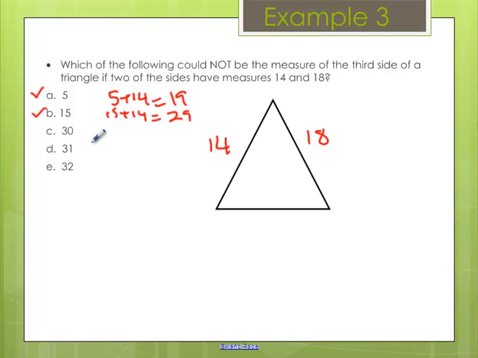Same with 30, and once I get to 30 though, 30 is now the biggest side. So let's take a look. 14 plus 18 adds up to 32. So is 32 bigger than 30? Yes. Is it bigger than 31? Yes. It's not bigger than 32. So 32 is not possible to be that third side because the two other sides would be equal to, not greater than.